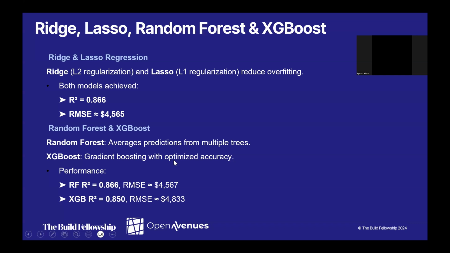To improve the generalization, I tried ridge and lasso regression. So both added regularization and matched the best results with R square of 0.866. Then I tested ensemble models, random forest and XGBoost. These perform similarly, capturing complex interactions with low RMSE around 4500. And this all confirms that the ensemble methods handle this data very well.